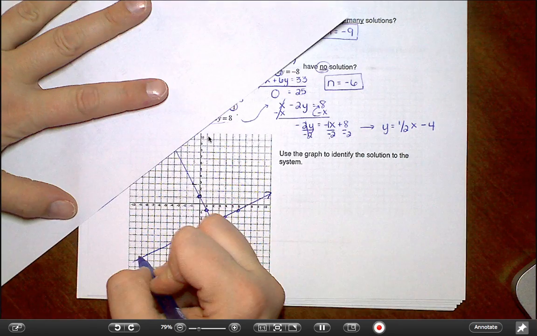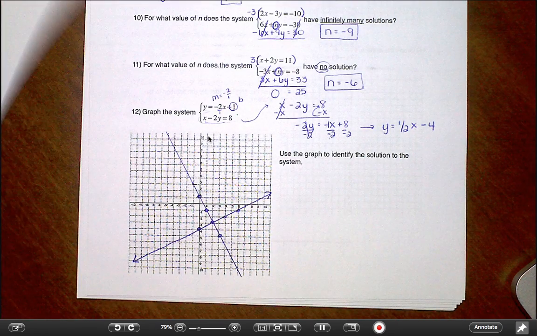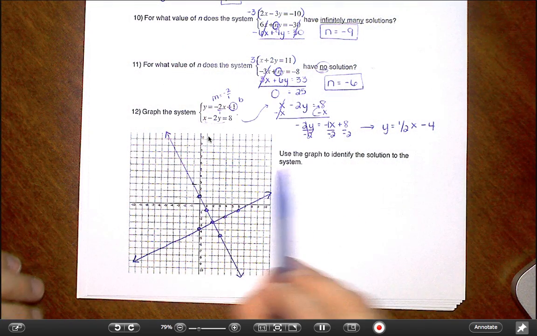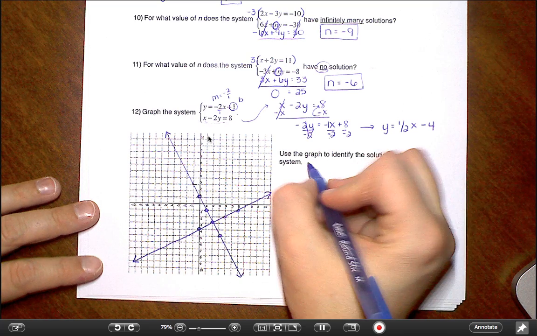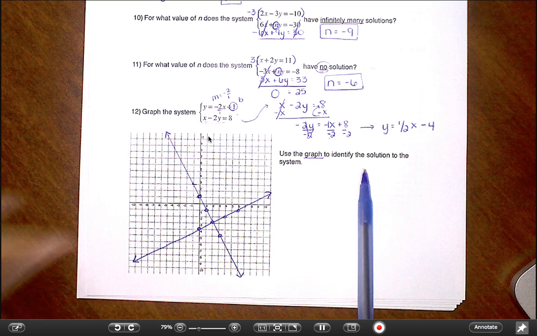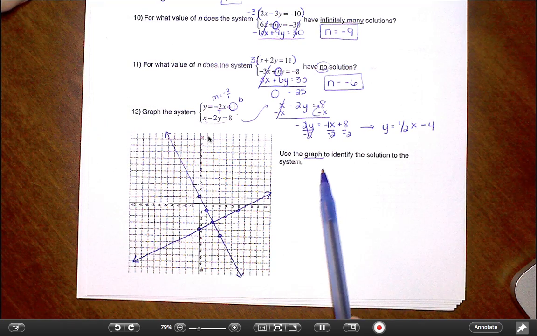And there's my graph of my system. Okay. And then it says use the graph to identify the solution. Now, I have a lot of people, when we did this test on this chapter, there was a question similar to this, and they did all this work, and then they said, oh, well, now I have to solve it, and then they went up here and did like substitution or elimination.